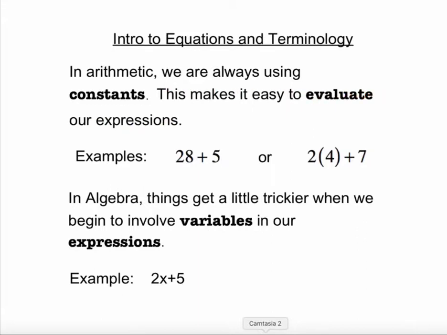Now, what does it mean to evaluate an expression? Well, here's an expression right here, 28 plus 5. And to evaluate an expression means tell what number it's equal to. Well, that's not hard. 28 plus 5 is 33.